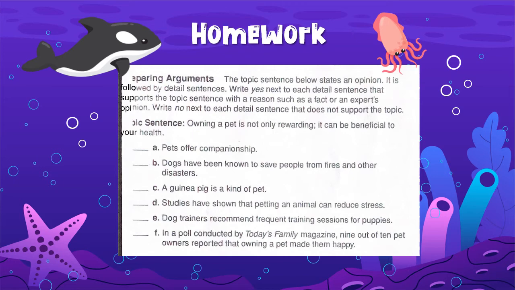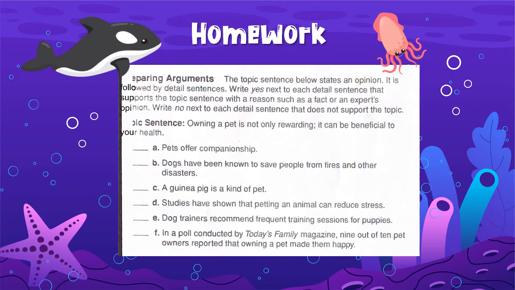So the directions are about preparing arguments. The topic sentence below states an opinion. It is followed by detailed sentences. Write yes next to each detailed sentence that supports the topic sentence with a reason such as a fact or an expert's opinion. Write no next to each detailed sentence that does not support the topic.